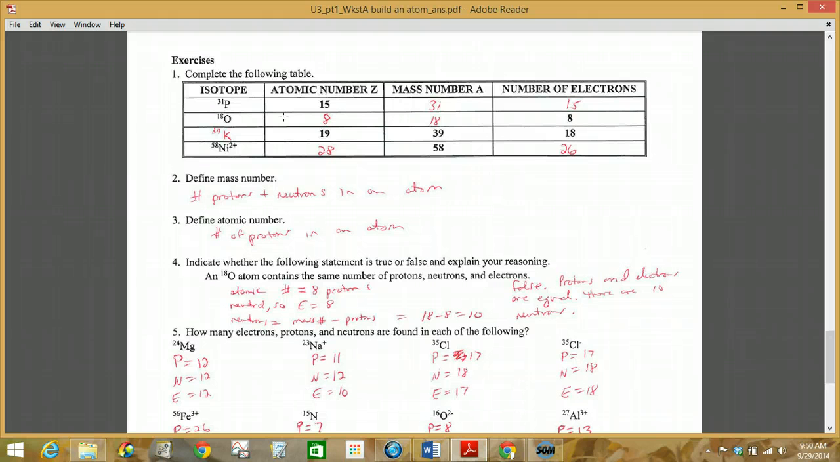So notice I can always look up the atomic number on the periodic table if I know the symbol of the element. In this case, since the symbol was missing, they gave that to me, so I knew that it was potassium, and then from there I could figure out everything else. This actually should be a +1 charge on the potassium, now that I am looking at that.